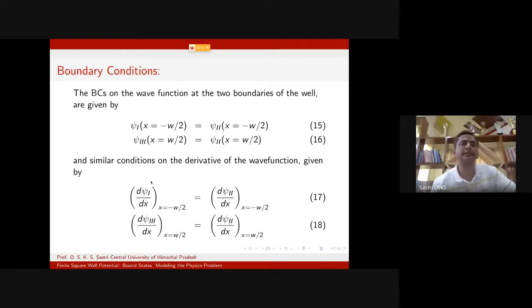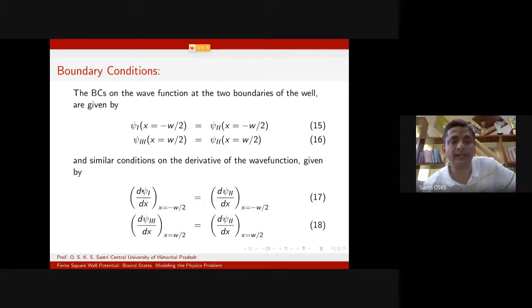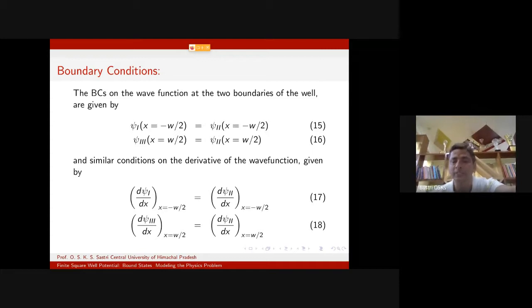We all understand, right? Psi and d psi by dx should be continuous, otherwise you will not have the existence of d squared psi by dx squared. That means the Time-Independent Schrodinger equation will not exist. So it is the Time-Independent Schrodinger equation which gives you these continuity conditions on psi and psi dash.